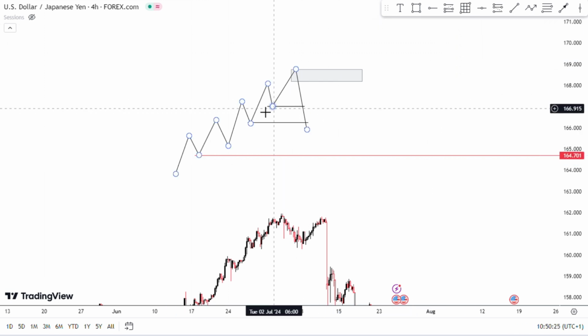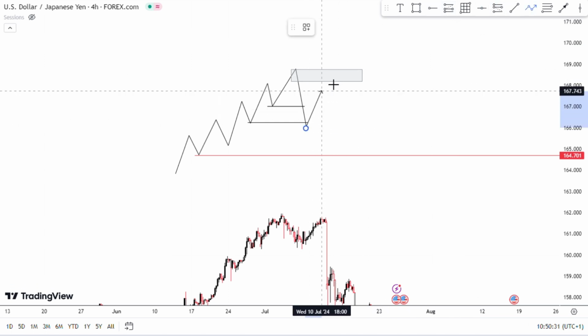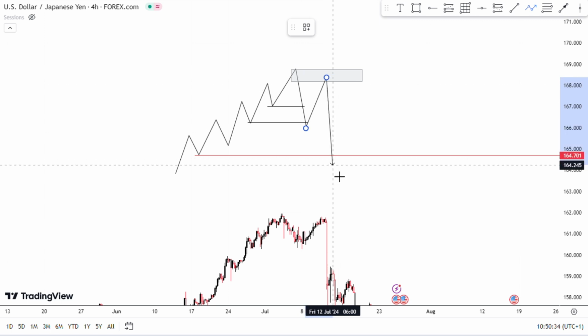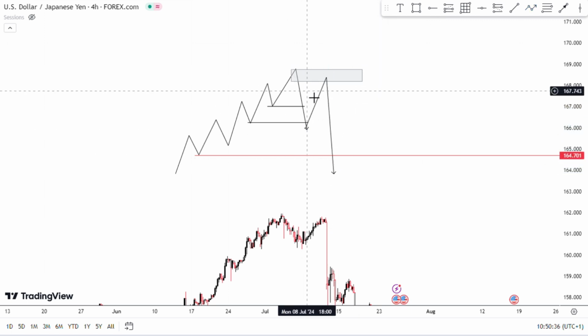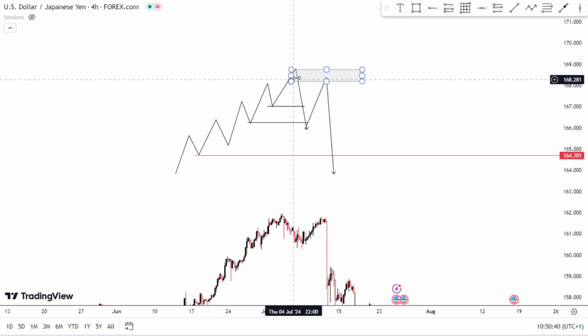So right now you can see that price ended up breaking two lows. What I'll be expecting is price to return back to this particular order block. Once price taps into this order block, then price is sold. You understand? So this is how to identify a real break of structure in the market, and also how to identify a real order block.